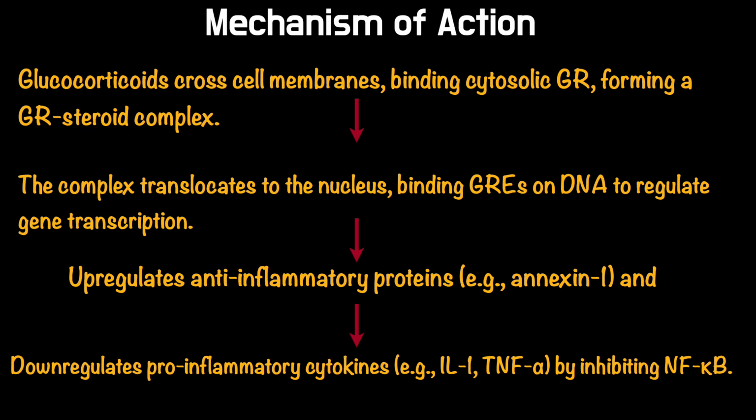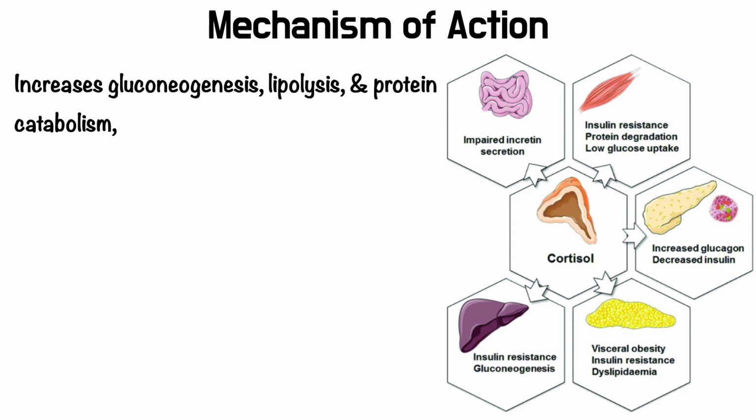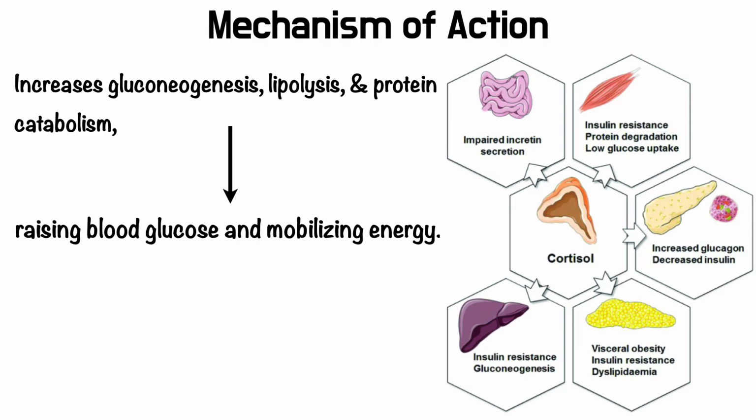This is the genomic action, and the non-genomic actions are that they increase gluconeogenesis, lipolysis, and protein catabolism, ultimately raising blood glucose and mobilizing energy. So these are the non-genomic mechanisms of action of glucocorticoids. So you have to remember both of these. So with cortisol, there is impaired incretin secretion, insulin resistance, protein degradation, low glucose uptake, increased glucagon, and decreased insulin. These are the effects of cortisol.